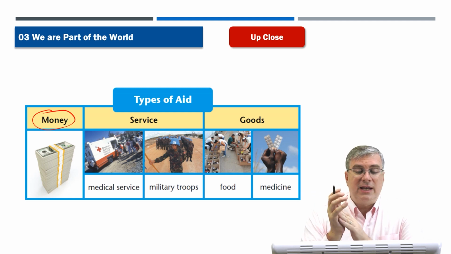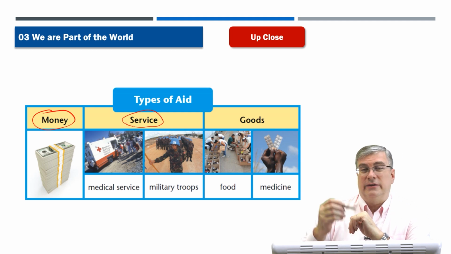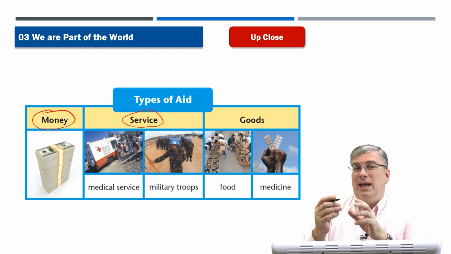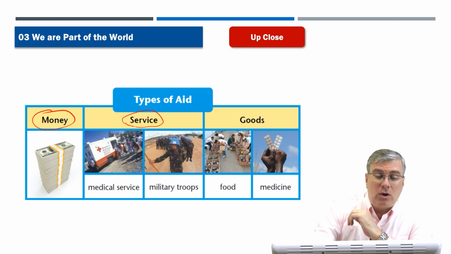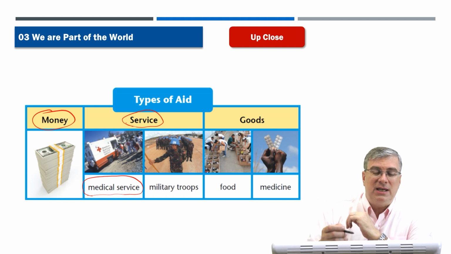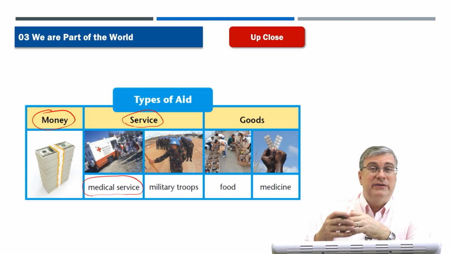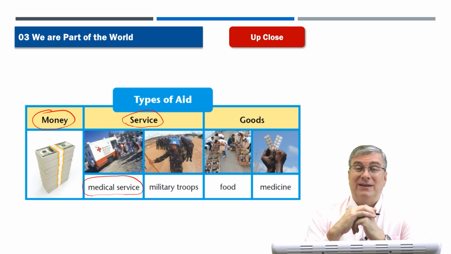You can also send services, and in fact, many countries do send services. Let's say there's an earthquake in a nation. Many countries will send medical services, emergency medical people, doctors, EMTs, things like that, and ambulances, equipment. So they'll send medical service to that area to help. That's a type of aid.